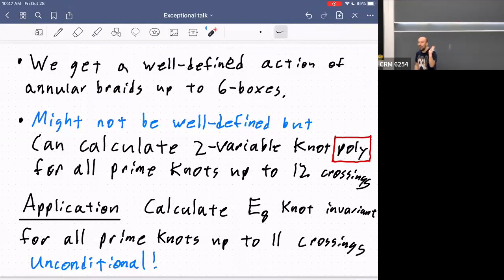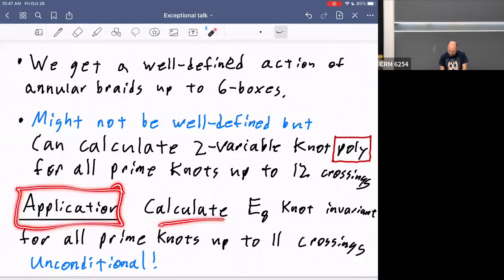Okay, so if you now want to do a three-variable knot homology for the quantum exceptional series, this is the ultimate chaos Muppet point of view: the classical series doesn't exist, but not only does the quantum one exist, there's a Khovanov homology for it, right? That would be ridiculous, and we have no evidence of this, but there really are polynomials in a good sense. And as an application, we can calculate the E8 knot polynomial for all prime knots up to, this should say 12.